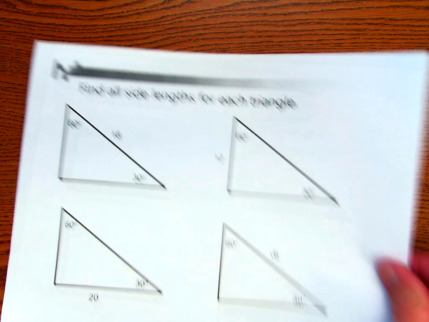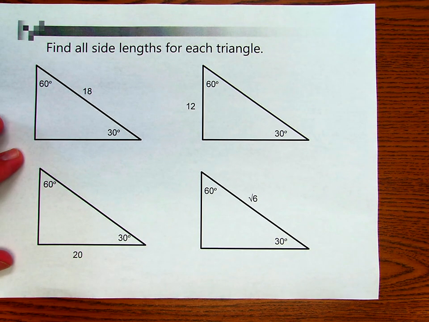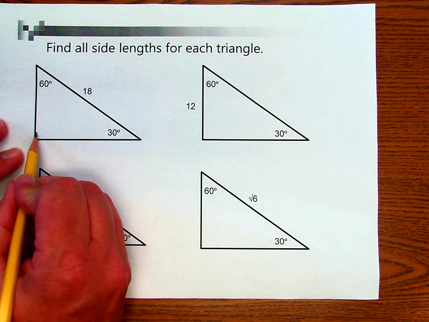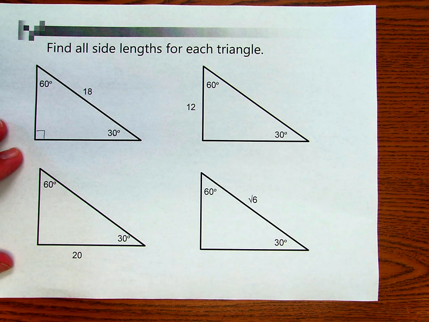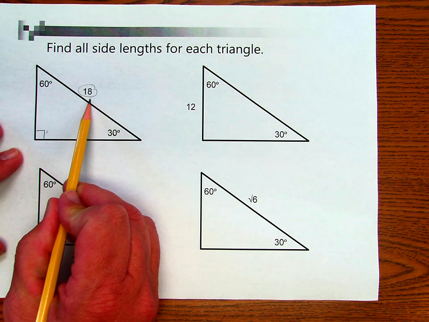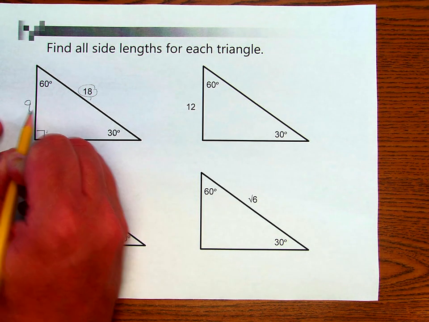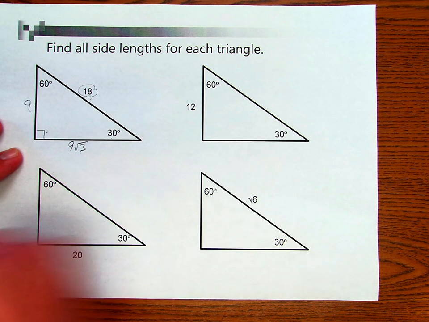All right, running through some 30-60-90 examples. They label this 30, they label that 60. They don't have to label this because if they give you 2 of the 3, the third angle must be whatever the 180 thing is, in this case a 90. The number that they're giving us to start with here is the hypotenuse, the longest side, which is across from the right angle. Whatever that is, we cut it in half to get the shortest side, or the side across from the 30. And whatever that is, we multiply it by root 3 to get the middle side.